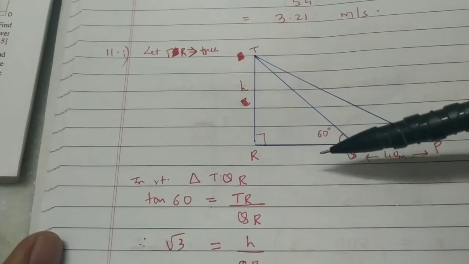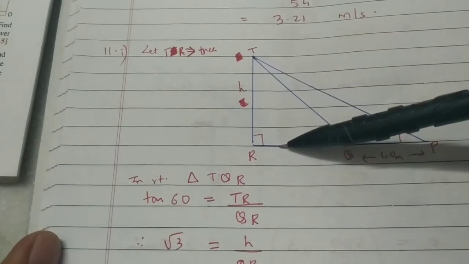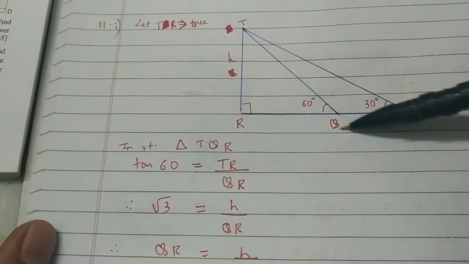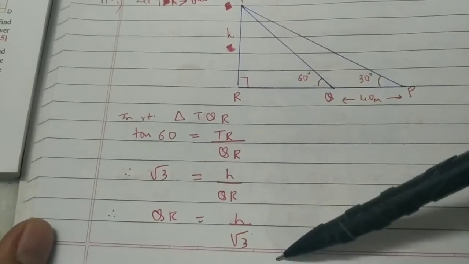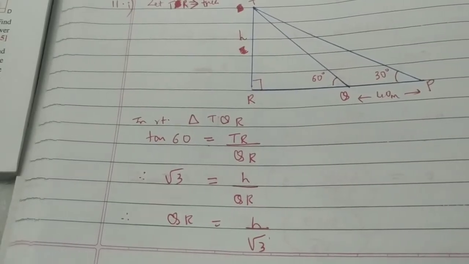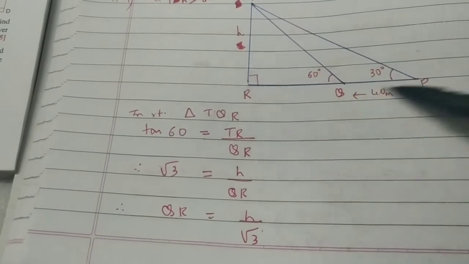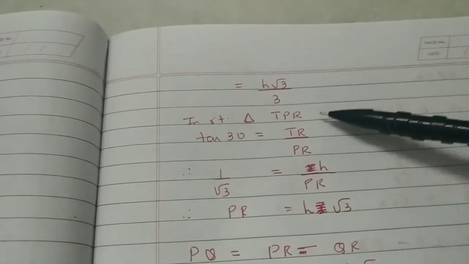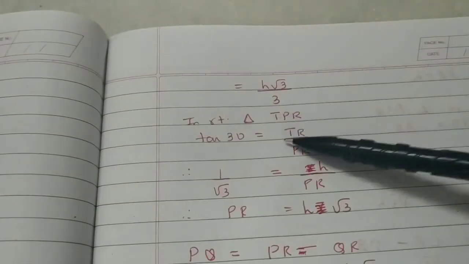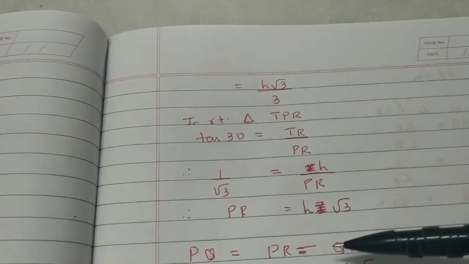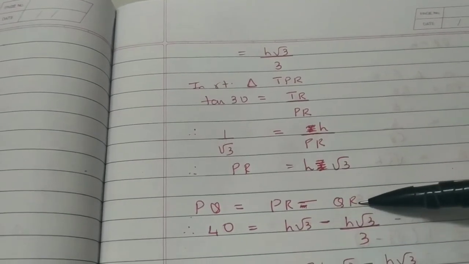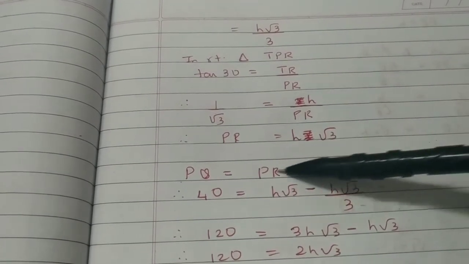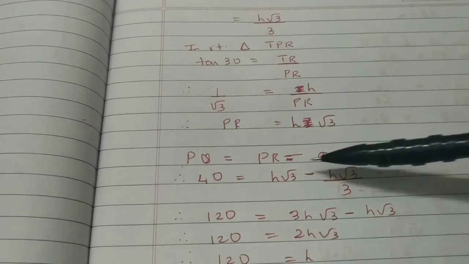So in right triangle TQR, use tan 60 and get the value of QR in terms of H, which is H upon root 3. Similarly, in the big triangle now we'll get the value of RP and then we'll subtract it because that's 40, right? So in right triangle TPR, I'll use tan 30 and I'll get the value of PR. Now PQ is equal to PR minus QR, but PQ is already given as 40. The only unknown variable is H.